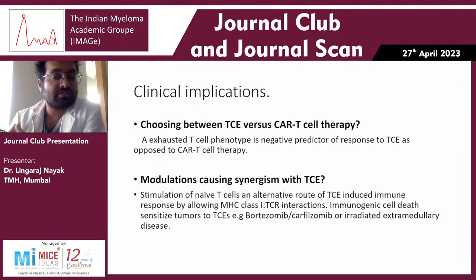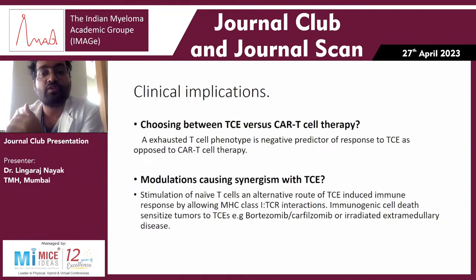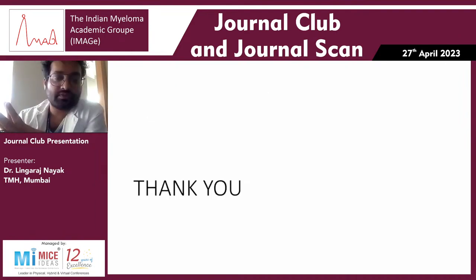So there is something called immunogenic cell death. There are drugs which kill the tumor cell and create immunogenic cell death. When there is immunogenic cell death, it sensitizes tumors so that they have more MHC1 expression. Typically in the myeloma setting, you have bortezomib, you have carfilzomib, and that can upregulate the MHC1. Probably that can take care of some aspect of resistance to T-cell engager therapy. So these are the two ways which can have some kind of clinical implication. With that, I thank you.